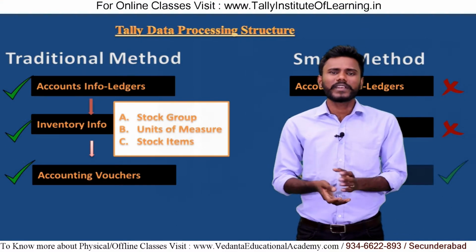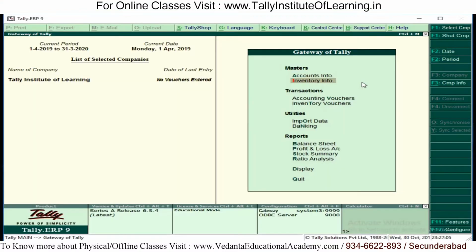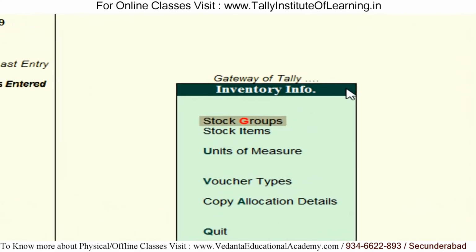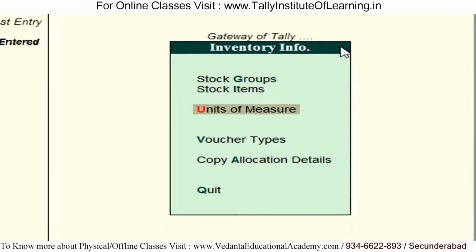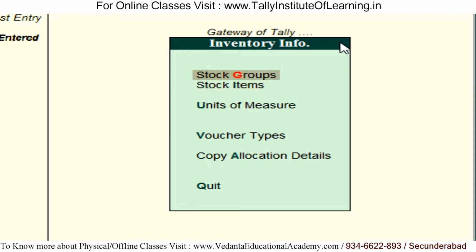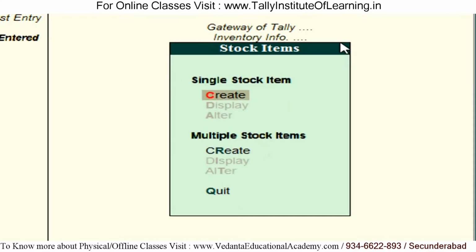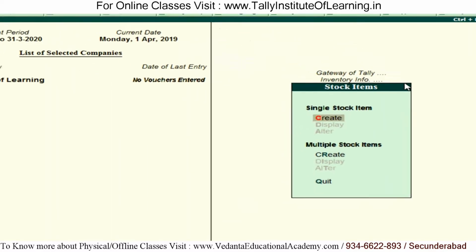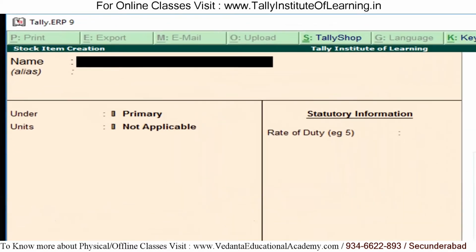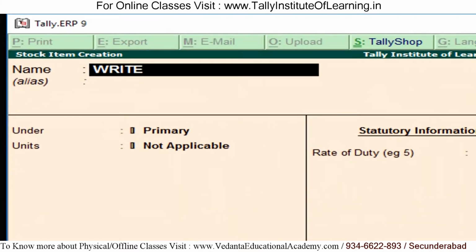So now when you want to record an item, you need to go to inventory information. Make sure before creating an item name, first you need to create groups if required, or else you may keep it blank. Now the steps involved in step 2 are very simple. There are 3 elements: number A, stock group; number B, units of measure; number C, stock item.